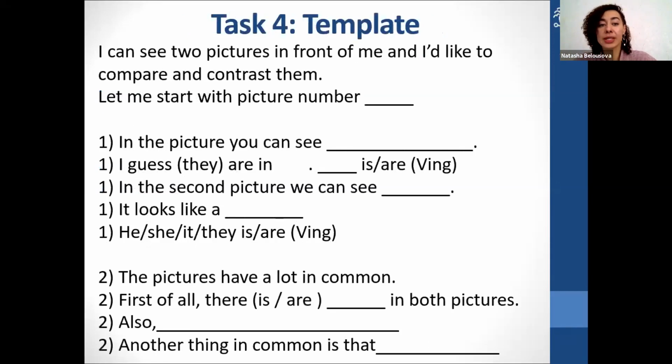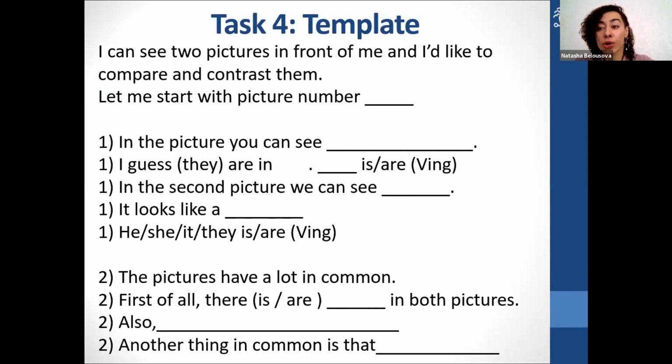Okay, task 4 template. Again, you can see an introduction. Again, you could change it slightly, it doesn't matter much. But probably this is the one that works anyway. So then you say, let me start with picture number 1. And again, you see that this template is organized in a similar way. Notice it's not very fixed, because you need a template that would work with different pictures. So there are introductory phrases there, but you don't want a very fixed template, because then it sounds like a ready-made topic, and you don't want that.